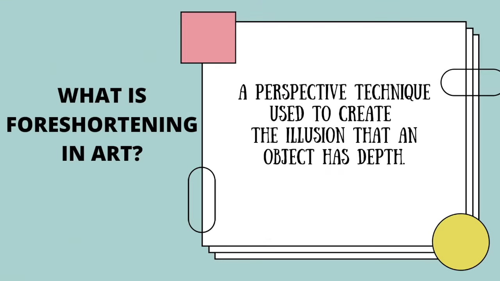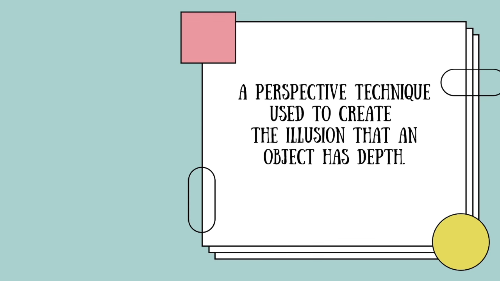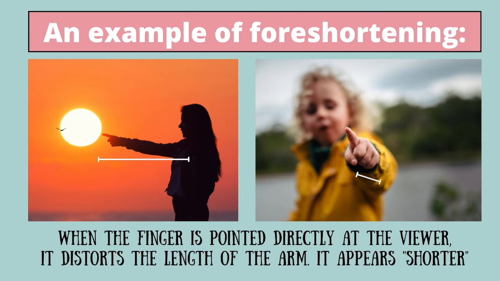Let's start by defining what is foreshortening in art. Foreshortening is a perspective technique used to create the illusion that an object has depth. Take a look at this example of foreshortening of a finger pointing. When the finger is pointed directly at the viewer, it distorts the length of the arm. It appears shorter, hence foreshortening.